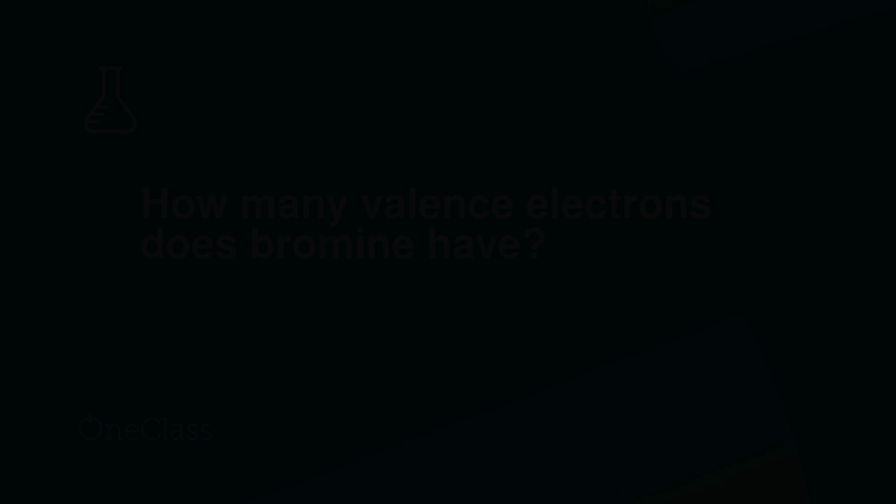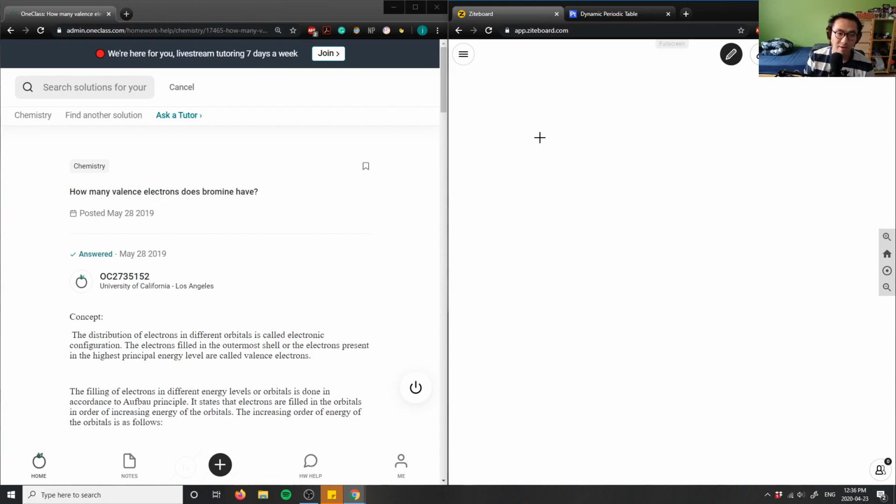Sweet, that was number five. Let's look at number six. How many valence electrons does bromine have? So this is a very, very easy question here.